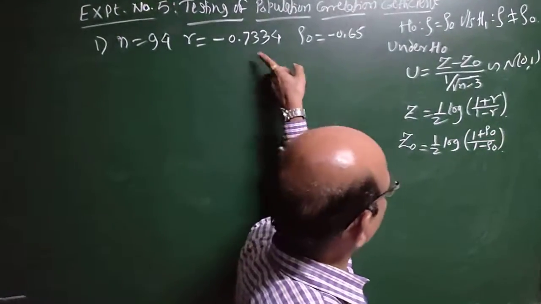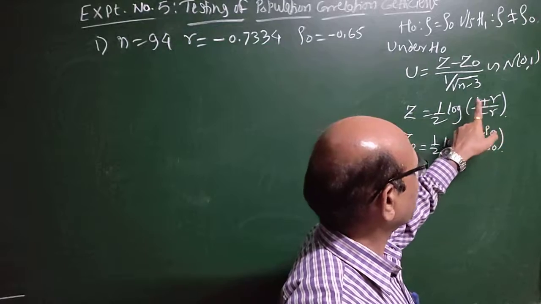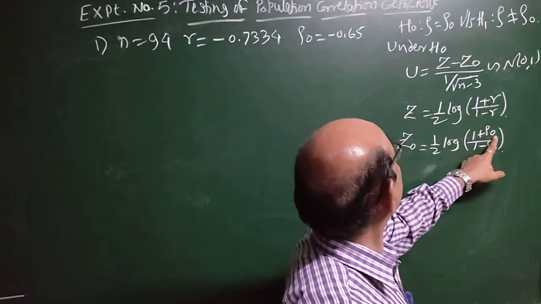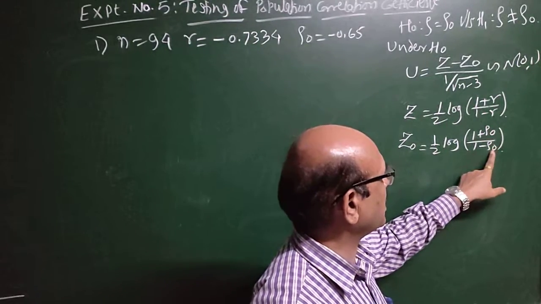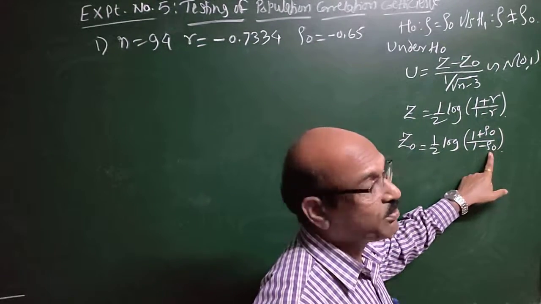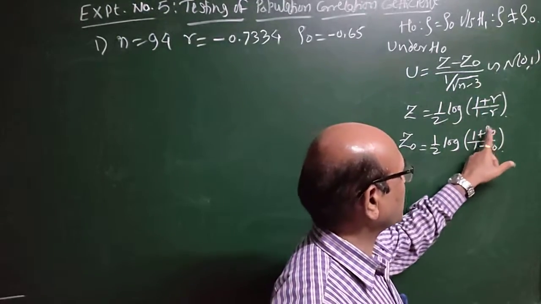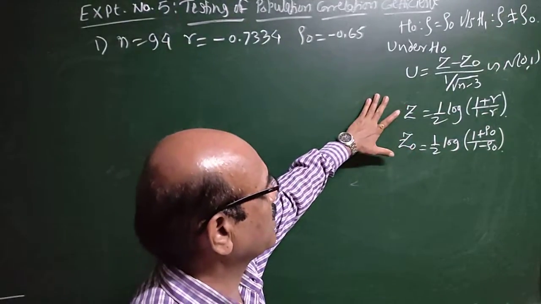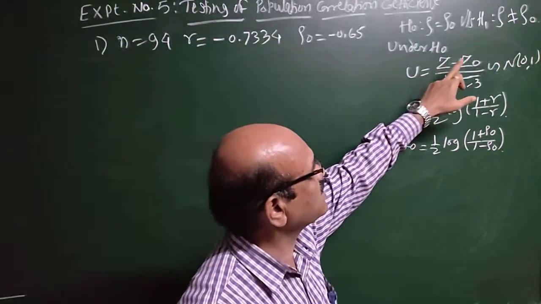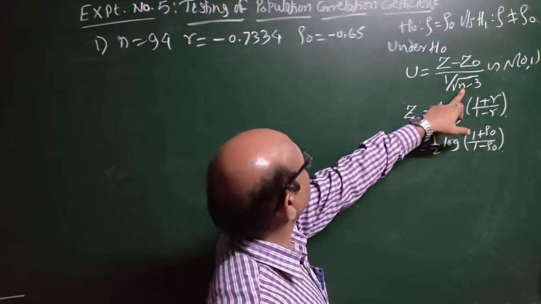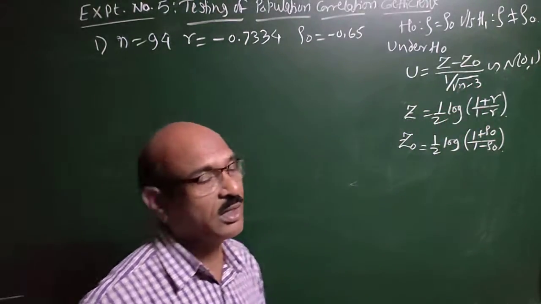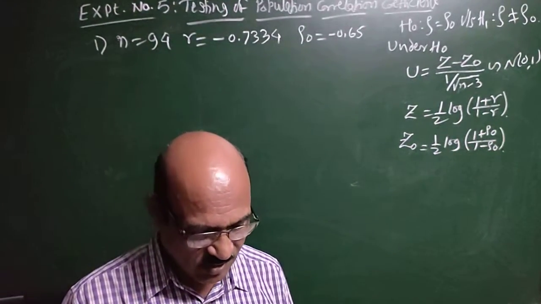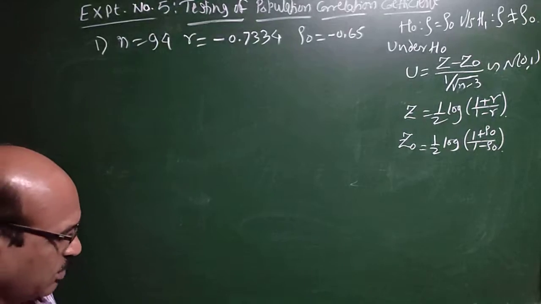Again, substitute this 0.7334 here and here, get its ratio, obtain the log divided by 2, which will give the z value. Then 0.65 with the minus sign you have to substitute here and here. Then minus will become plus and this will be minus. Whatever ratio you get, obtain its log divided by 2, that is z naught. So you get z and z naught, substitute here: z minus z naught divided by 1 over root of n minus 3, n is 94, so root of 91. That will be your u calculated and u table will be 1.96. So compare that and give your decision.